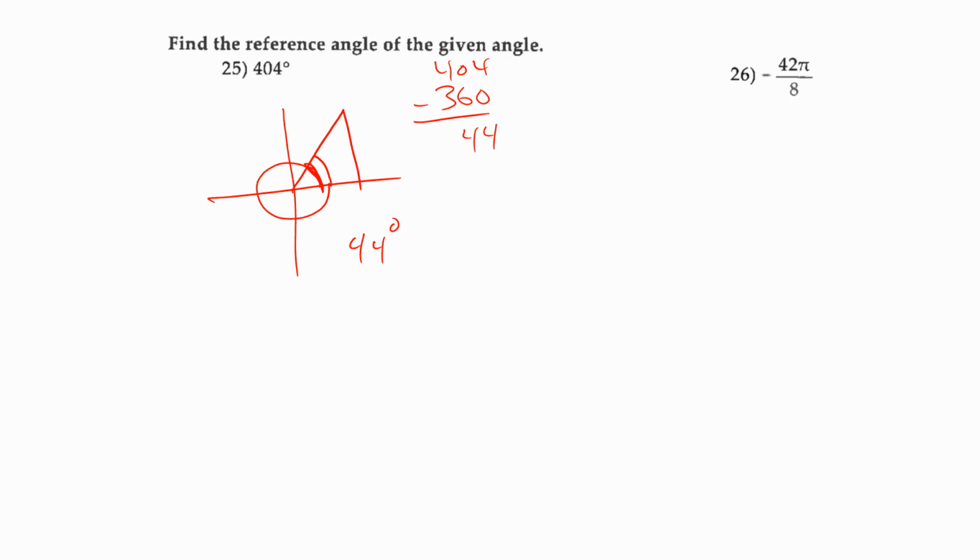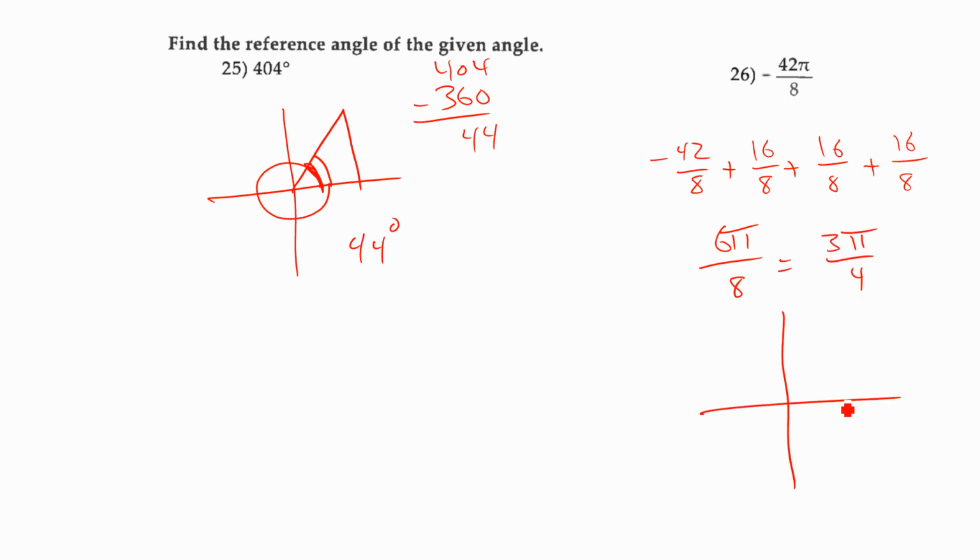Negative 42 pi over 8. Let's go ahead and add full circles. Negative 42 pi over 8 plus 16 pi over 8 plus another 16 pi over 8. That's 32. Add another 16 pi over 8. That's 48. So negative 42 plus 48 is 6 pi over 8, which is 3 pi over 4. 1 pi, 2 pi, 3 pi. Our reference angle is pi over 4.